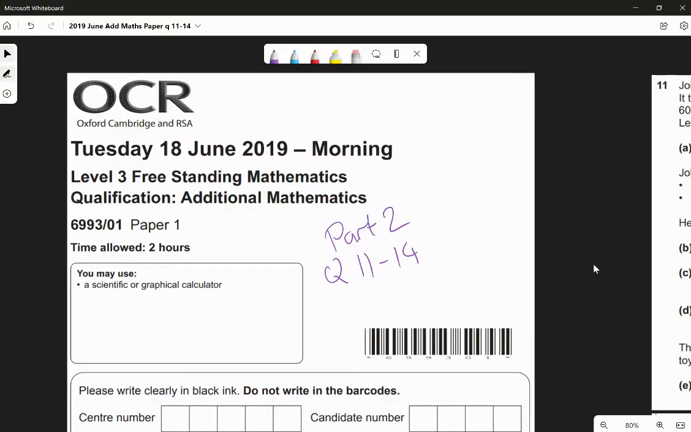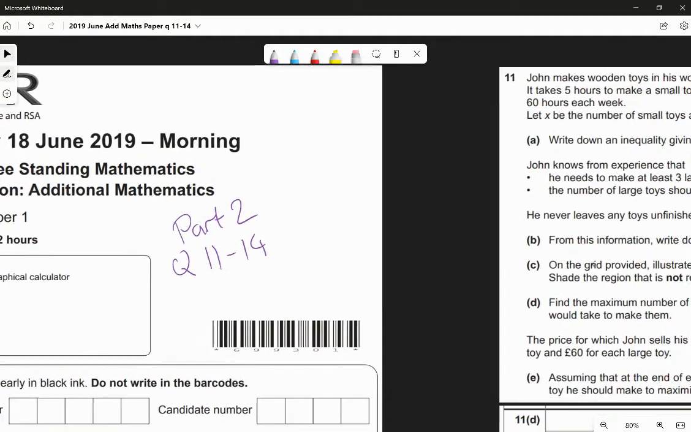See what you can do. See what information you can gain from those questions. Which are your strengths? Which are your weaknesses? Where do you need more practice? Don't just watch other people do questions. Do questions yourself. You need to do the practice. You need to do the mathematics. Okay, without further ado, let's have a look at question 11.